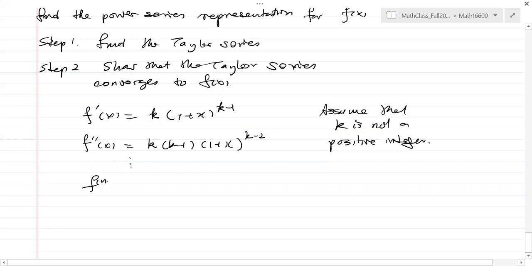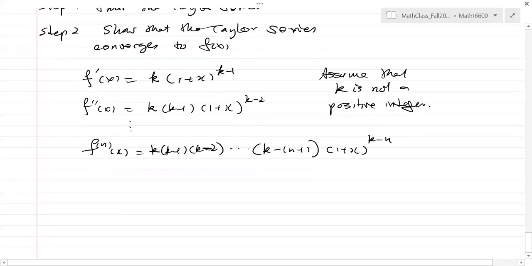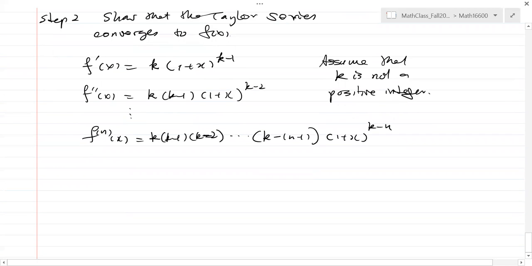So f to the n of x is k, k minus 1, k minus 2, and keep it going, k minus, I think it'll be n minus 1 here, and 1 plus x to the k minus n. All right, so that is a general formula. So the coefficient, if you plug 0 for x, you get k, k minus 1, k minus 2, up to k minus n plus 1.